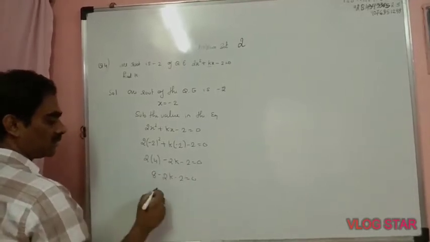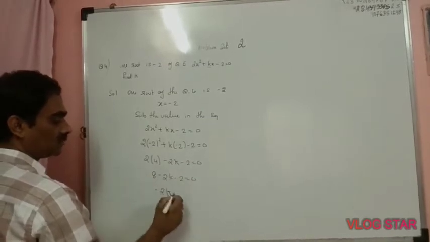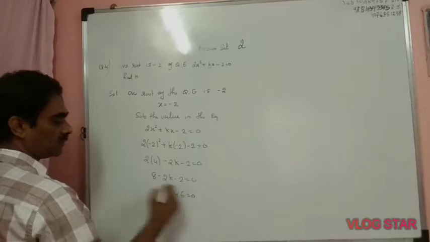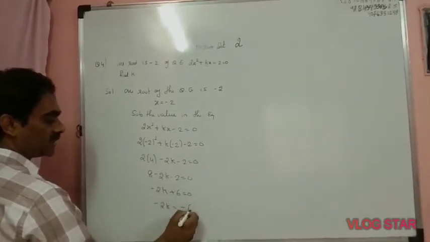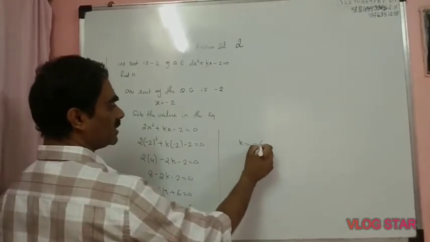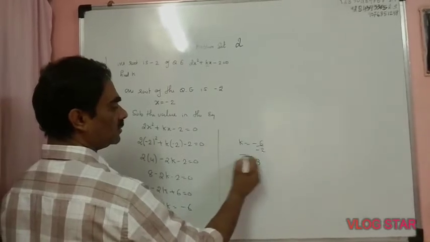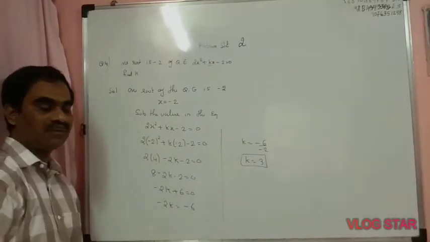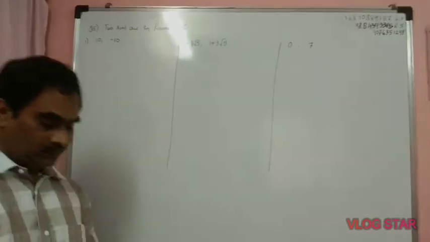Correct? See, 8 minus 2, that is 6, so 6 minus 2k is equal to 0. Correct? So minus 2k, take that side, minus 6. Therefore k is equal to minus 6 upon minus 2. Therefore k is equal to what? We got the answer 3. This was the first question of our problem set.